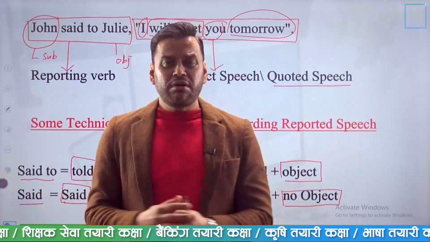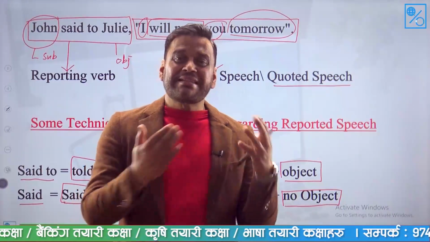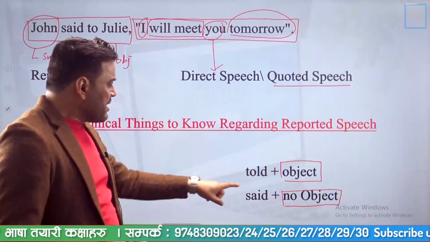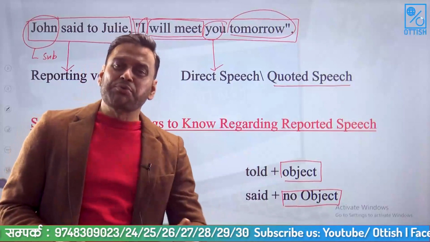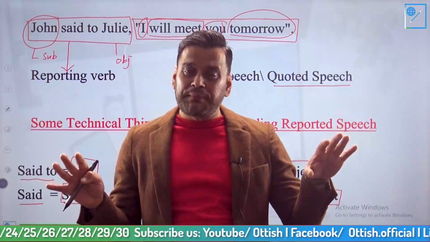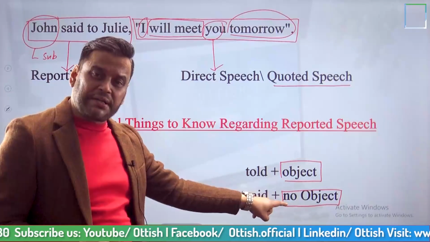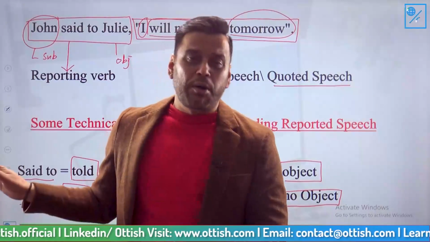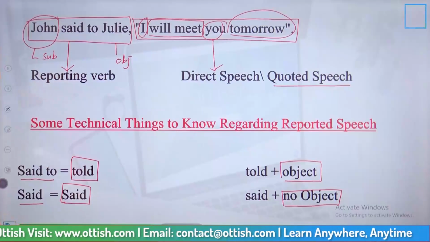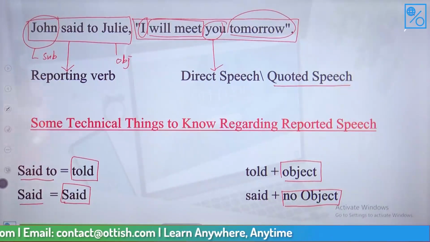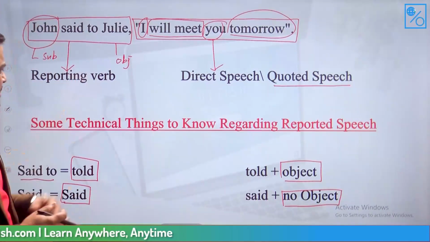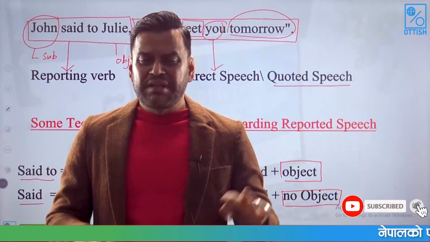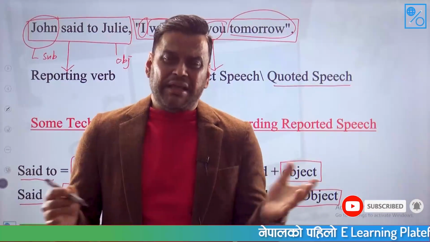So this is wrong. Another फेरि के गरिएको थियो, he said me. Said को पछाडी object राखिएको थियो. This is also wrong. So remember, said plus no object. Said पछाडी कहिले object आउनै हुँदैन, ओके. कहिलेकाहीँ तपाईलाई सबै कुरा ठीक भएको देख्नु भयो भने पनि तपाईले यहाँ हेर्नुपर्ने हुन्छ. So said plus no object and told always followed by what? Object. Told को पछाडी तपाईलाई object हुनै पर्छ. Said plus what? No object. Okay, now let's continue. हामी यही बेसिक कुरा, यसका टेक्निकल कुराहरू हामी पढ्दै छौं. So some technical things to know regarding reported speech. While changing direct speech into indirect speech there are some technical things you need to know.